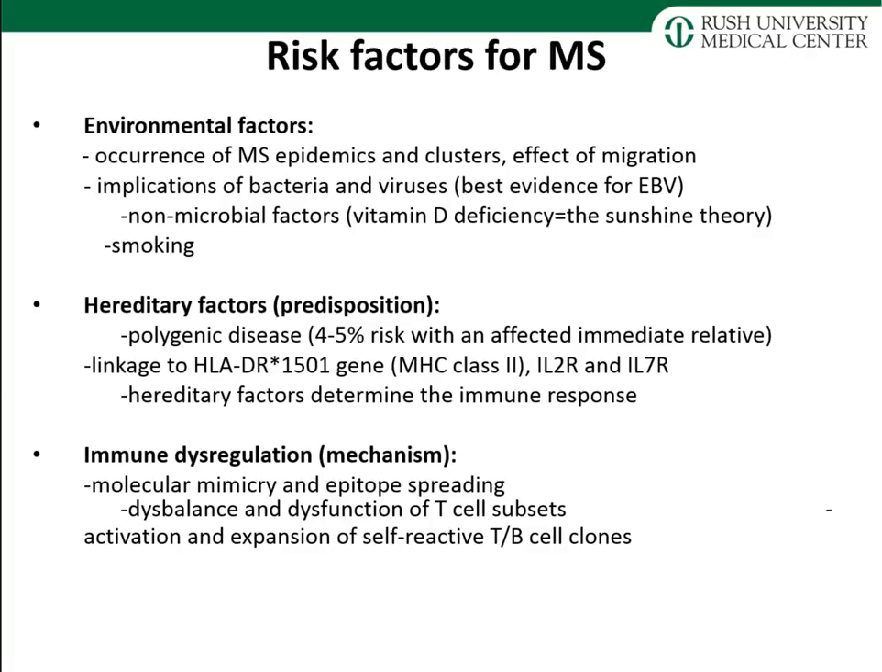There are several hereditary factors that can predispose you to have a higher risk of multiple sclerosis. There appears to be an increased risk if you have an affected immediate relative. There is a linkage to the HLA genes, the MHC class II. And there are several hereditary factors that determine immune response that are also associated with the disease. In patients who have multiple sclerosis, there does appear to be immune dysregulation with molecular mimicry and epitope spreading, causing a disbalance and dysfunction of T cell subsets. There is also activation and expansion of cell-reactive T and B cell clones.